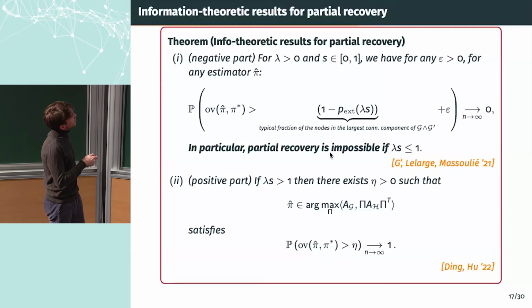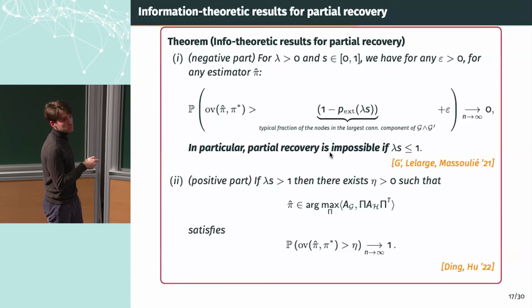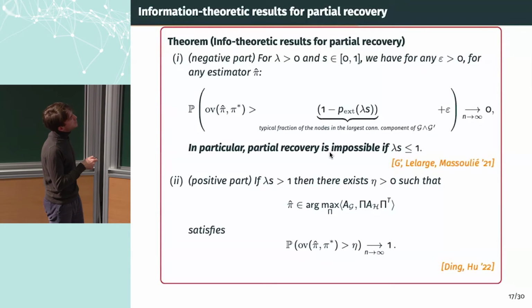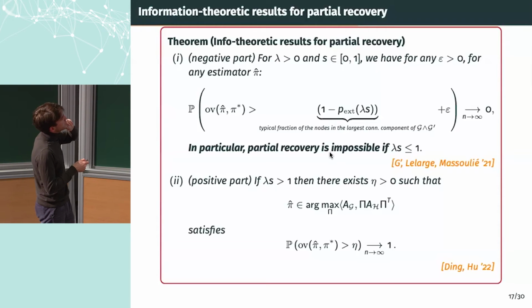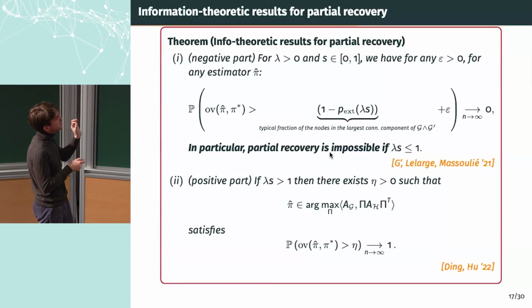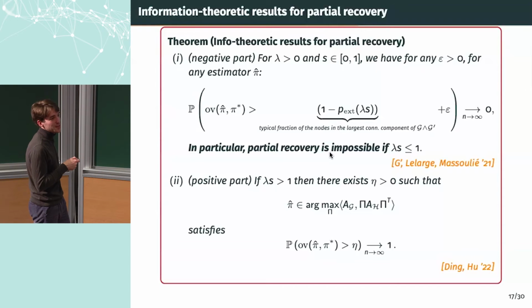For whatever value of lambda and s, there is no estimator that can achieve more than this fraction of correctly matched nodes. And what is this fraction? It can be defined in many ways, but what I just want to say is that this is the typical fraction of the nodes that belong to the largest connected component of the intersection graph.